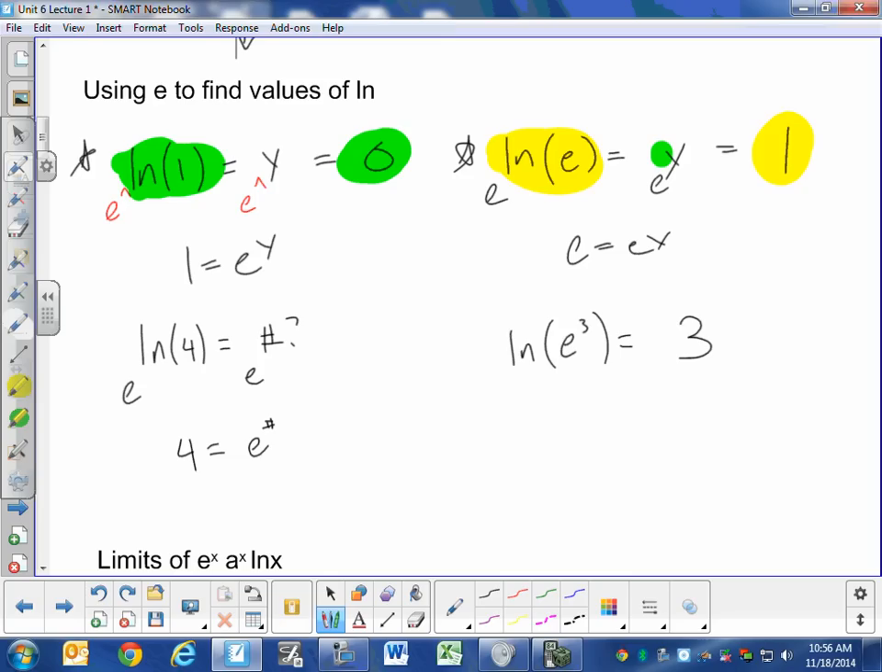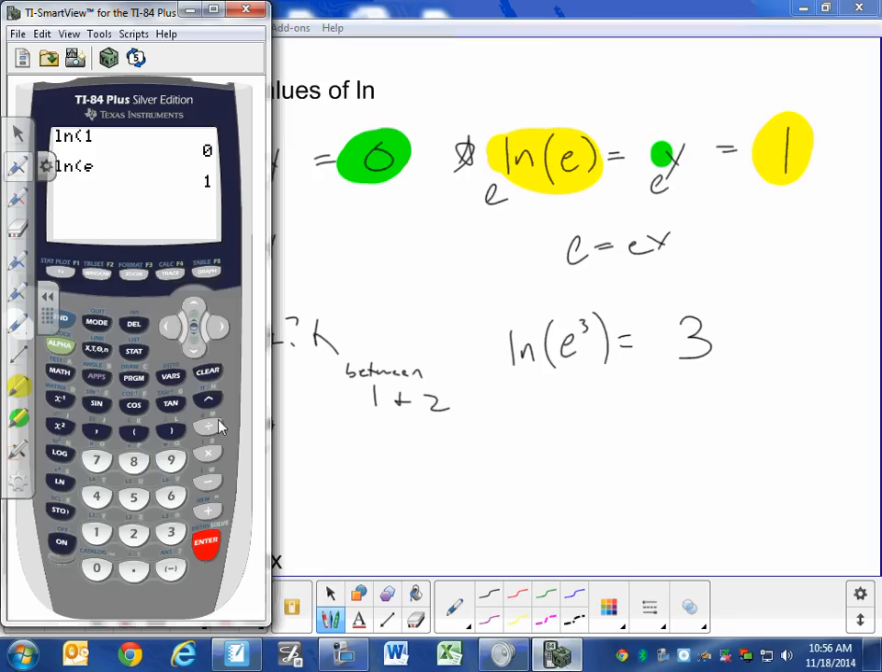And now I got to think, well, if I take e to the first power, that's 2.7. So that's less than 4. But at the second power, 2.7 squared, well, I know 2 squared is 4. So 2.7 squared has got to be bigger than 4. So I know this number has to be between 1 and 2. It's probably going to be closer to 1 than it is to 2. That's all I need to do. And to confirm that, I can take the log of 4 and show that it's actually 1.38.